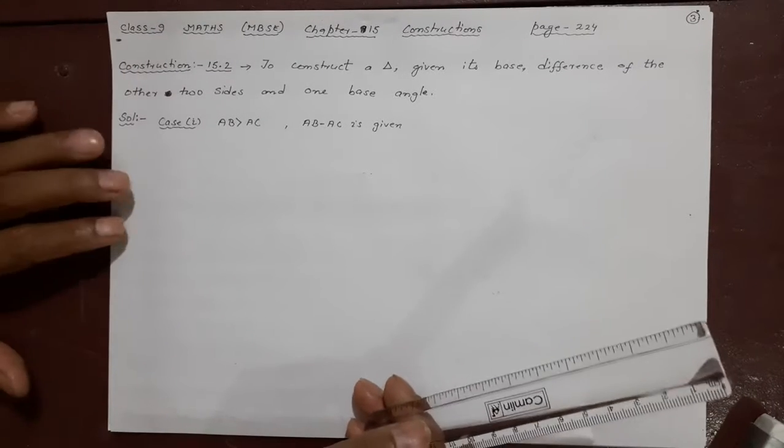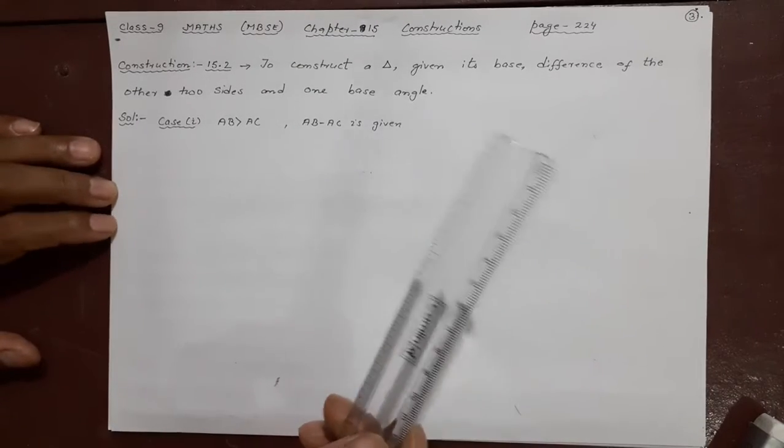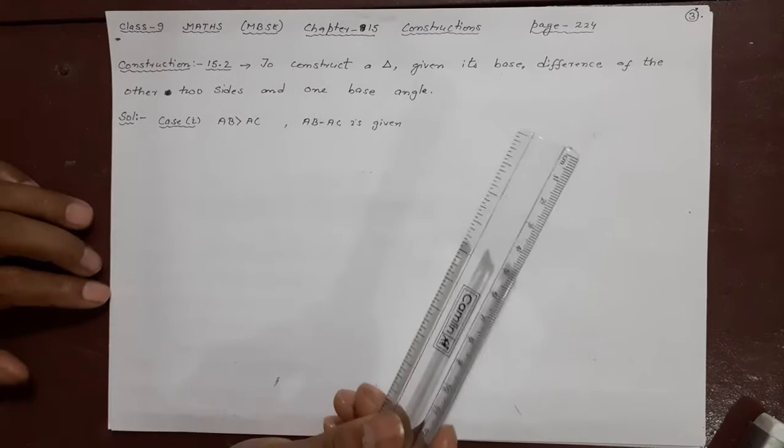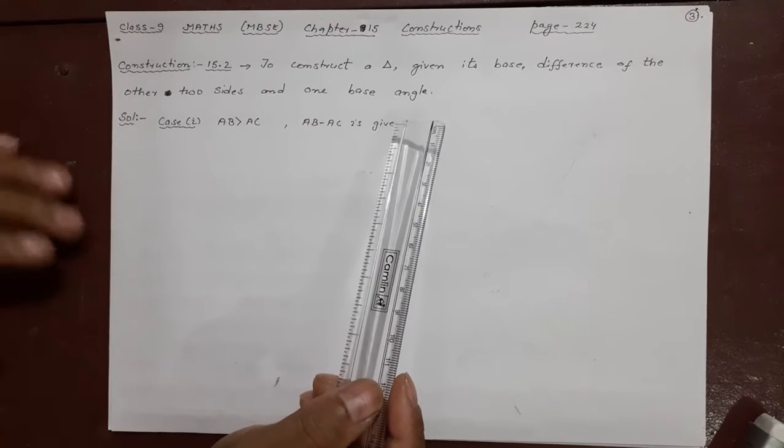Here we are doing class 9 maths, chapter 15, Construction. Page number will be 224 in your textbook. The construction is an algorithm for making a triangle where the difference of the two sides is given, with the base angle, unlike the previous one where the sum of the two sides was given.